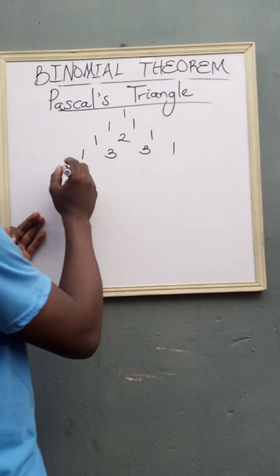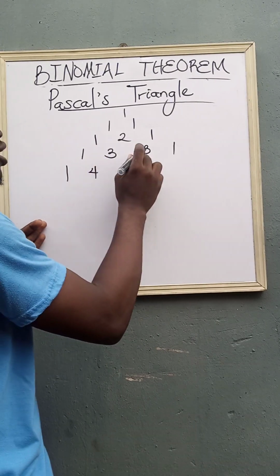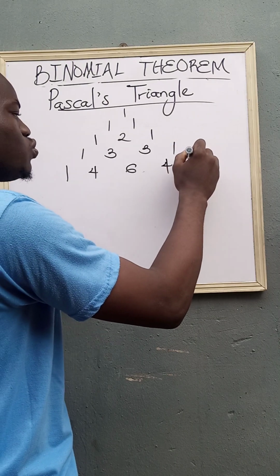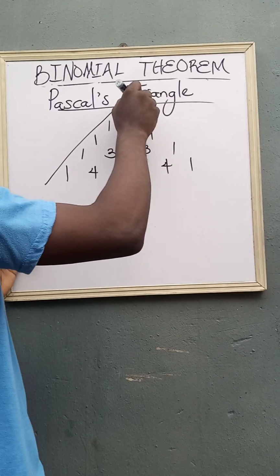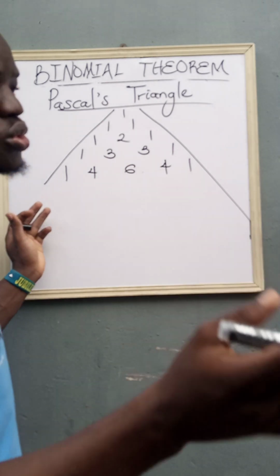Same thing goes for 4. Start out with 1. 1 add 3 gives 4, 3 add 3 gives 6, 3 add 1 gives 4, and then it ends with 1. You can see it beginning to form a triangle. This is a triangle. Can you see that? If you continue up until as much as you want.